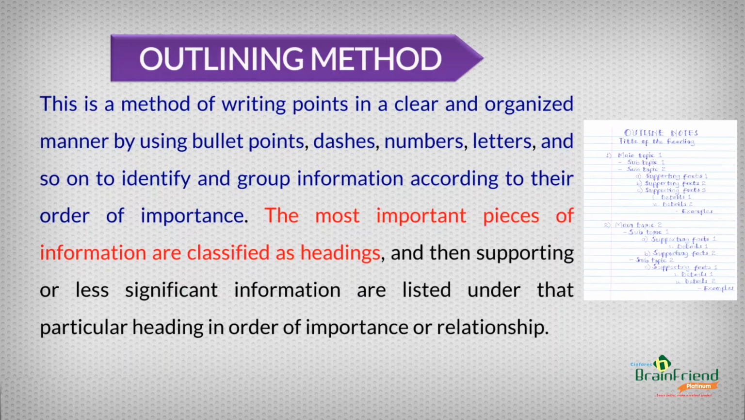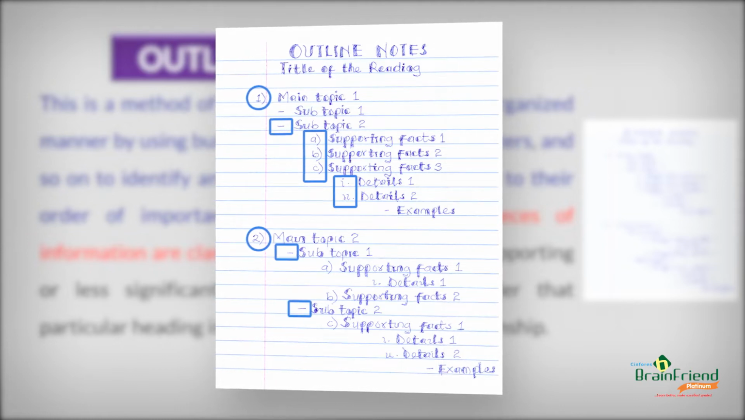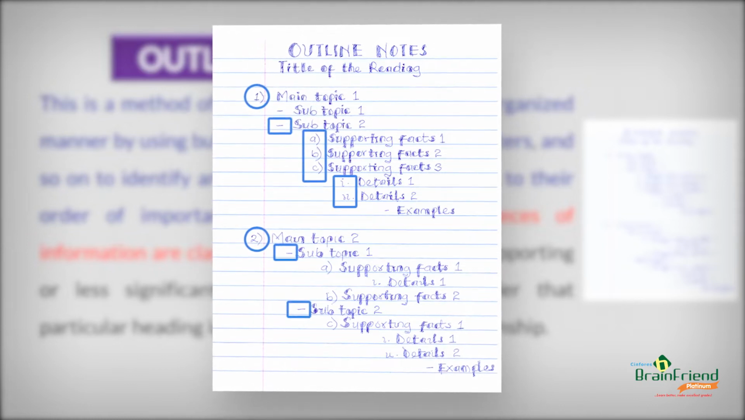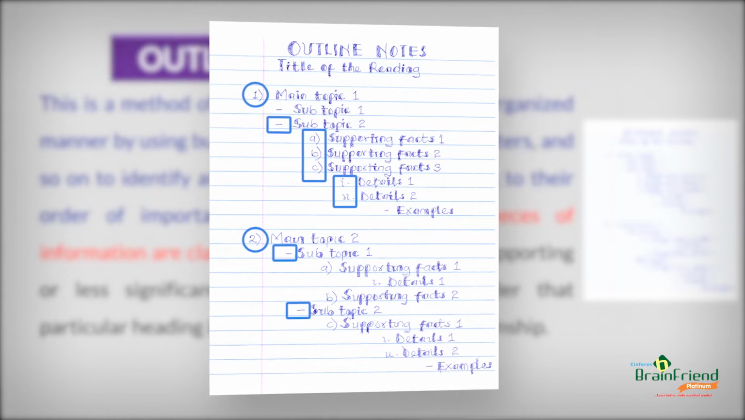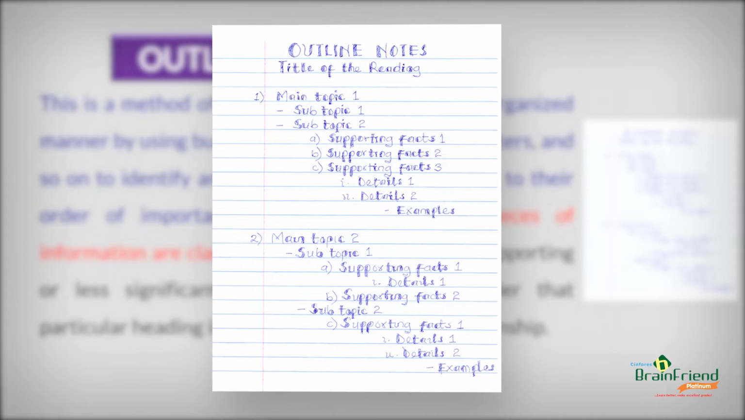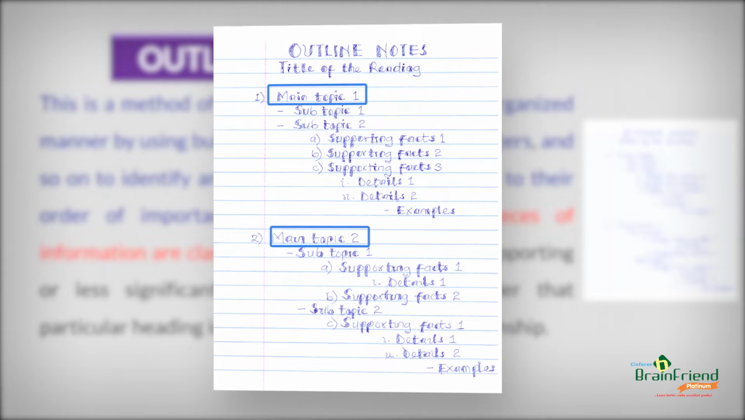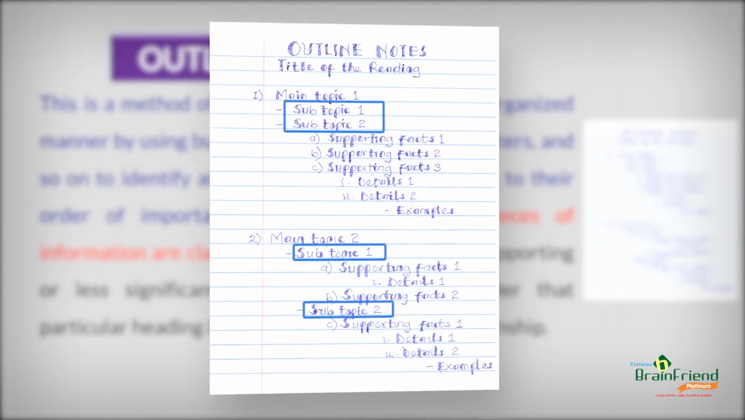Outlining method is a method of writing in a clear and organized manner. In this method, we make use of bullet points, letters, numbers, dashes to outline and also identify our information. This is done in order of importance. The most important information is classified as headings, and under it we have subheadings. Now let's go on to see the next type of method.